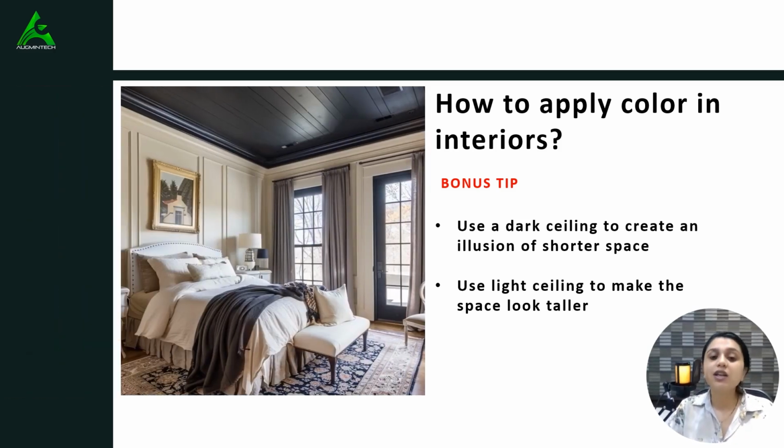Now, here is an example of how dark ceilings are used to create a cozier space. Even though this is a huge bedroom, creating a ceiling like this and using a darker tone on the ceiling will dial it down and make it a little bit cozier. Now, if you want to elongate a space, if you want to create a space which looks very long, you can use one wall and apply a dark tone on it.